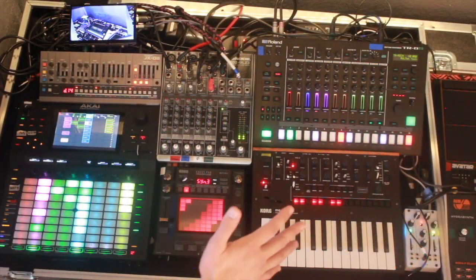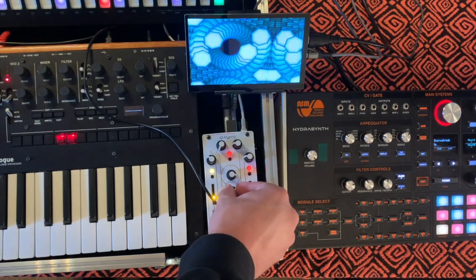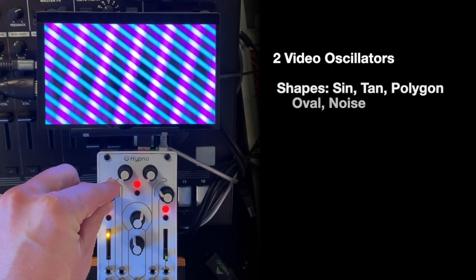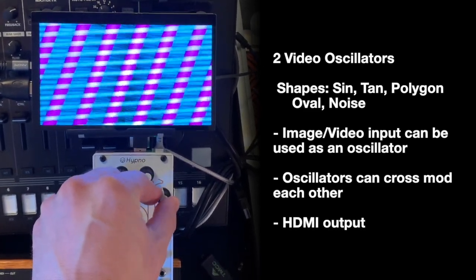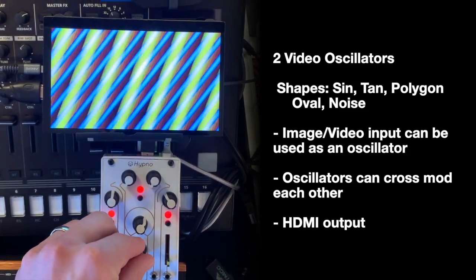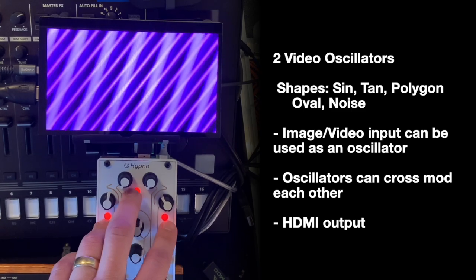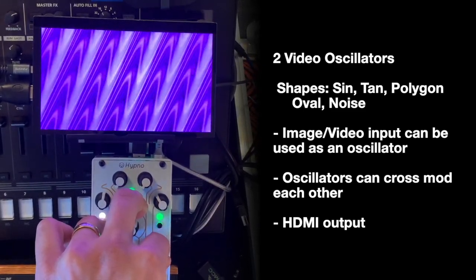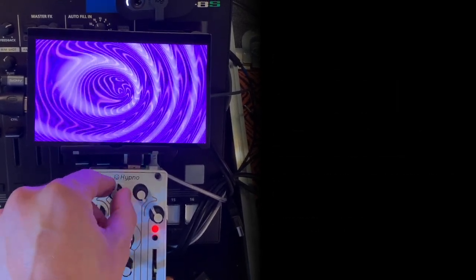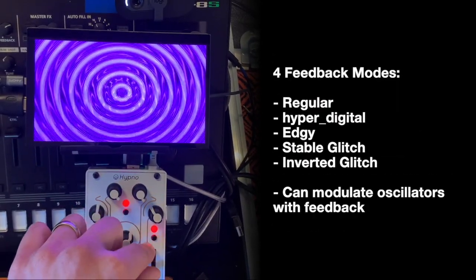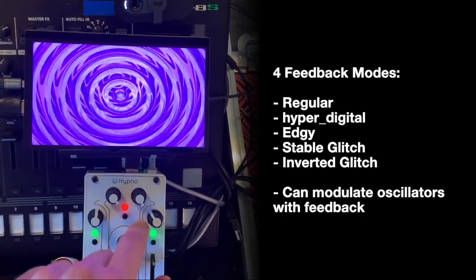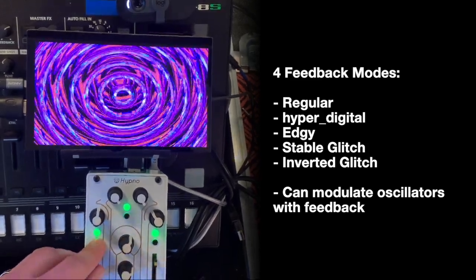All right, so let's go ahead and go over a few of the features that you may or may not already know about. The Hypno is a video synthesizer that has two different oscillators that can output a variety of shapes. You can also change it to input an image or a webcam video stream, which is really fun. You can also use these two different oscillators to modulate each other. There's a number of different feedback modes, and you can also use the feedback to modulate the oscillators. Can get really in-depth really fast for some crazy visuals.